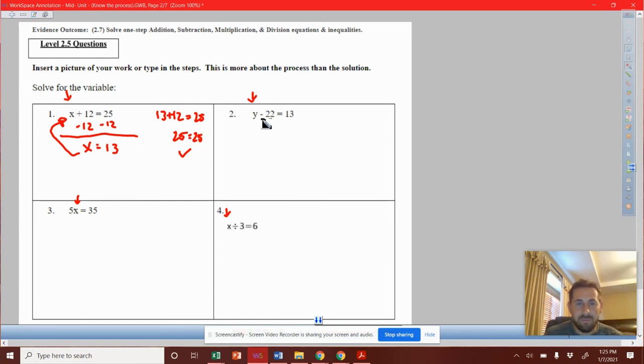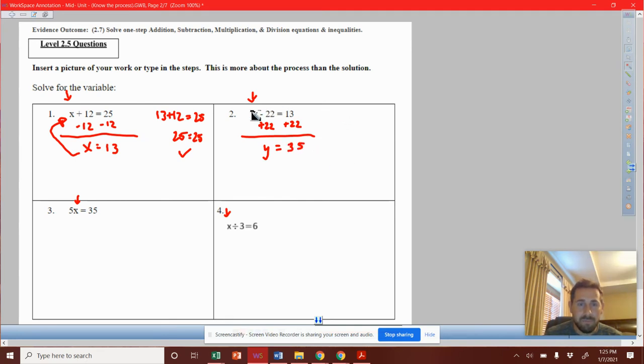So now we've got y minus 22. Well, if they're trying to subtract 22, we'll do the opposite and we'll add 22. So y comes down by itself, equal sign comes down by itself. 13 plus 22 is 35.